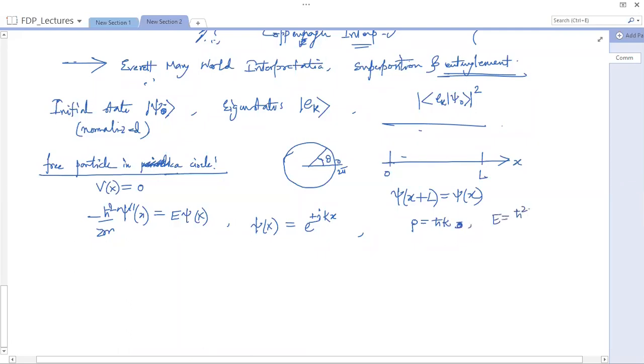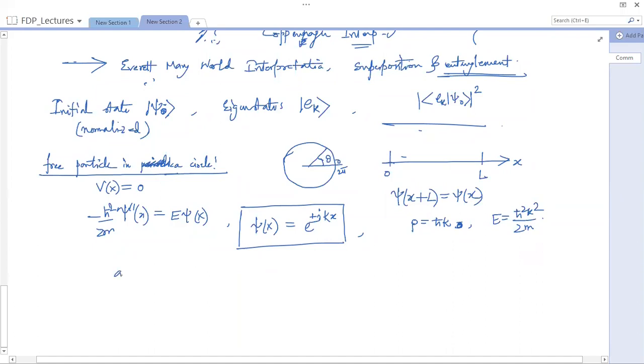Energy is h bar square k square by 2m. So these are your eigenstates, because if you substitute e to the power ikx, after the double derivative you will get i square k square. i square is minus 1, so E will be h bar square k square by 2m, and momentum p is h bar k.